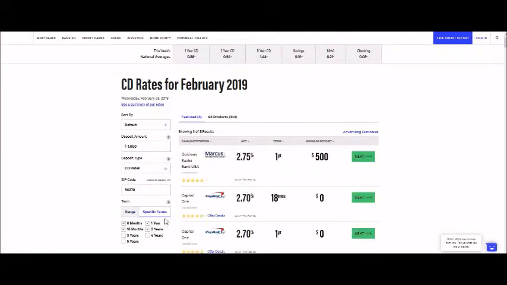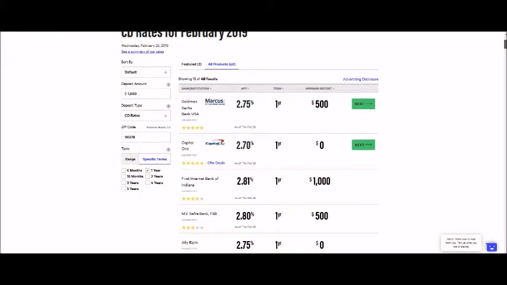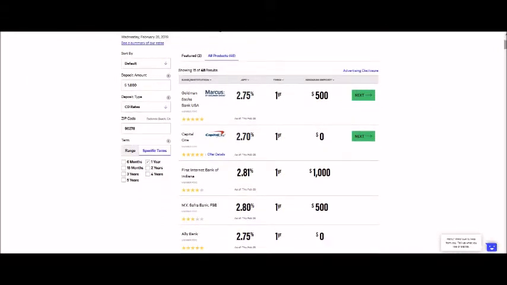Oh, how about specific terms? I'll get rid of those. I only want a 1 year. And then it shows featured results. Probably these people paid to have their CDs put on the first page. Let's look at all products. So here's what you can get for $1,000 in a CD at the end of February. And you can see right here we've got the Capital One CD that I decided to get. There was no minimum deposit needed, but I was doing $1,000 for the Grow Your Dough challenge.